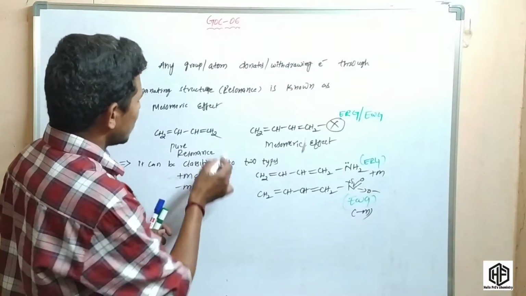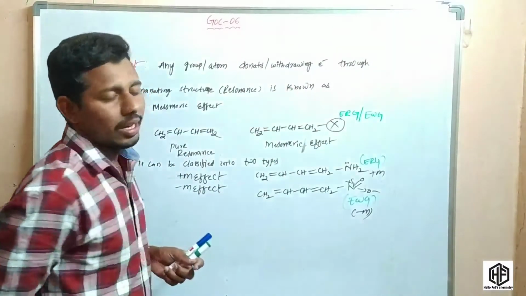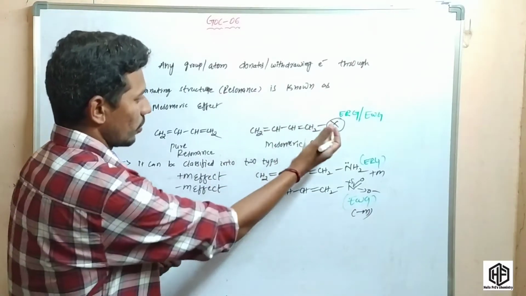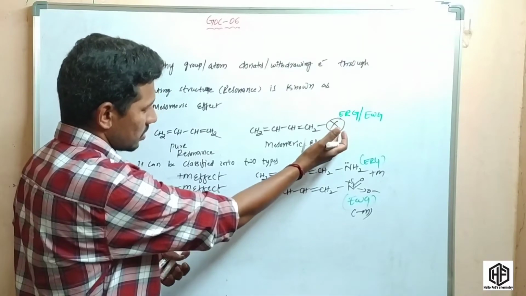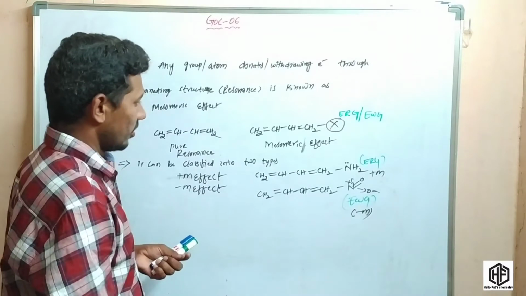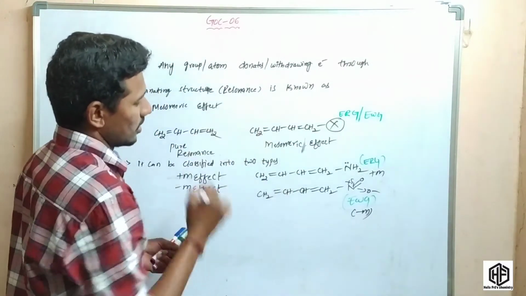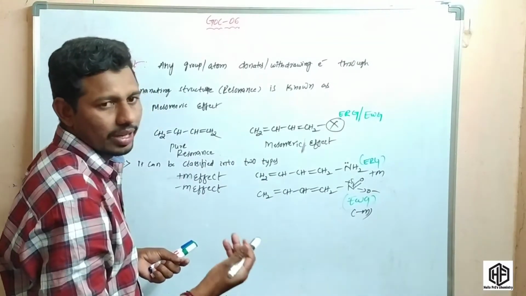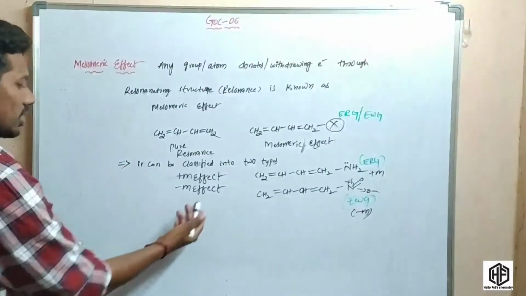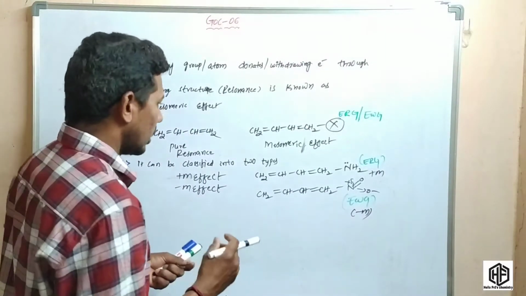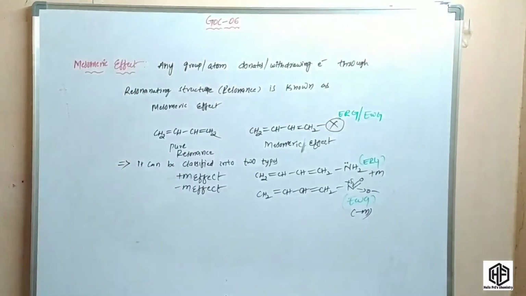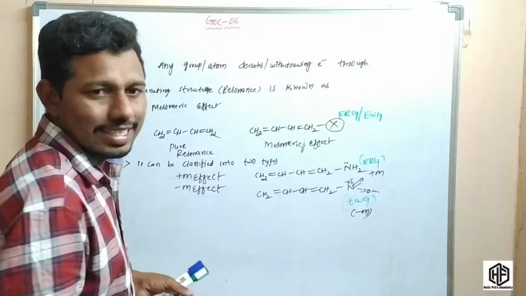Another point: when this pure resonance is connected with an electron releasing or electron withdrawing group, whether it is an atom, ion, molecule, or any chemical species, and that species acts as electron releasing or electron withdrawing, that organic compound will cause Mesomeric effect. The Mesomeric effect is classified into two types: plus M effect and minus M effect. Now we are going to discuss plus M effect and minus M effect.